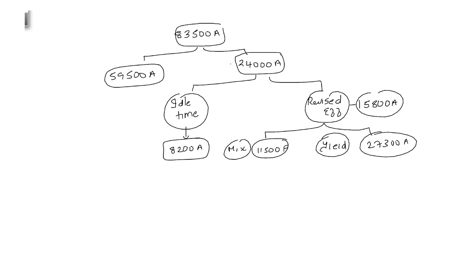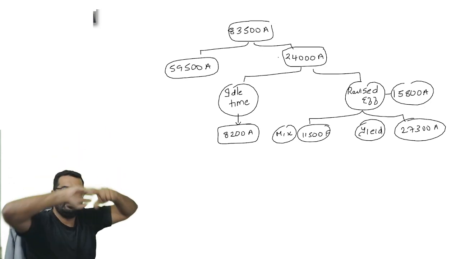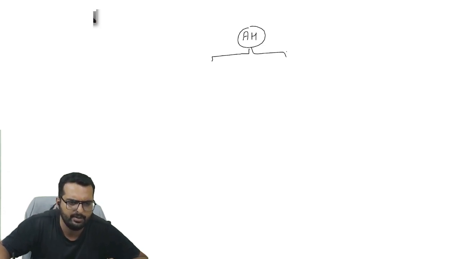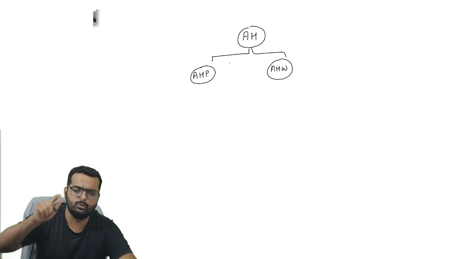I believe you're all done writing, friends. Yes, I think I got the point. While computing the mix and yield, they're taking only the actual hours worked, but otherwise they are taking actual hours paid. So what we have to do is take actual hours into two parts. One should be AHP, actual hours paid. The other one should be AHW. That way we will not have a confusion. So we'll have two things in the table.